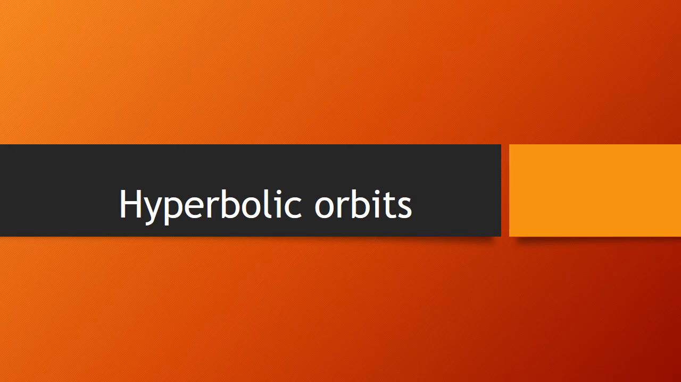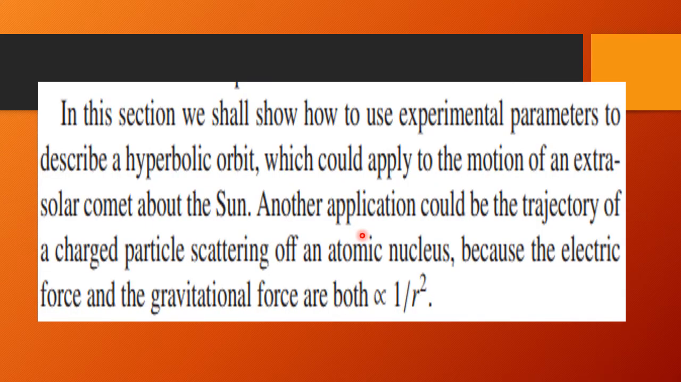Hello students, in this video we will be studying hyperbolic orbits. In this section, while doing the hyperbolic section, we will apply the motion of an extrasolar comet about a sun, which is a hyperbolic orbit. Also, we can apply these hyperbolic paths to the trajectory of a charged particle scattering off an atomic nucleus, because the electric force and gravitational force are both inversely proportional to r square. So in both these cases we can apply the hyperbolic orbits.